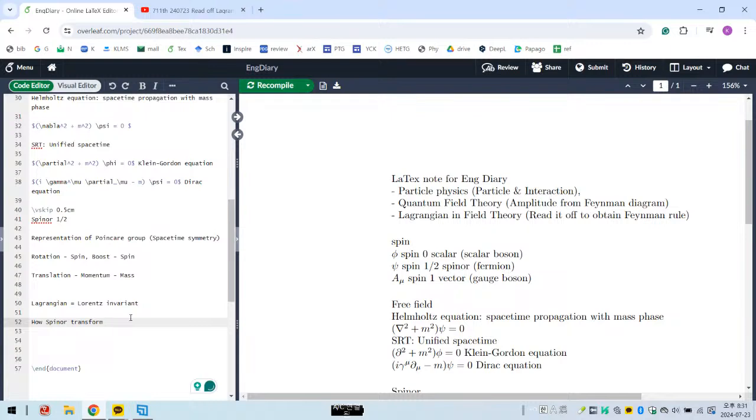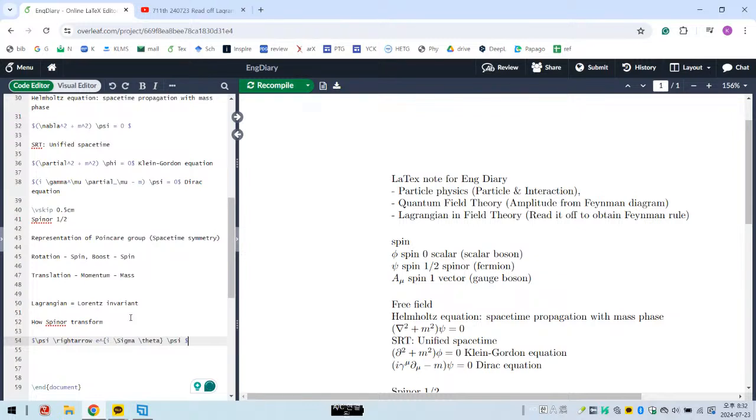So, the spinor transformation under the Lorentz transformation: how does the spinor transform? The spinor transforms as some exponential of i, sigma, theta, where sigma theta involves the infinitesimal small parameters, and sigma corresponds to the commutators of the gamma matrix. So the transformation of the spinor is related to the generator sigma, which comes from the gamma matrix.